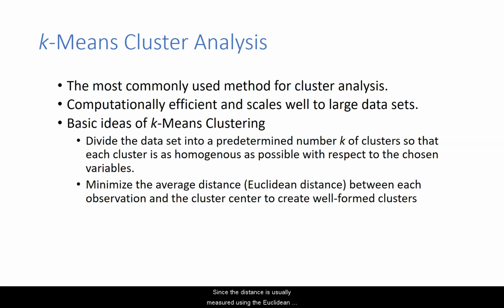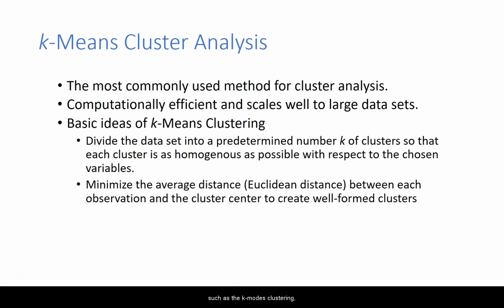Since the distance is usually measured using the Euclidean distance, k-means clustering is designed to work with observations with numeric variables. However, in some cases, categorical variables can be converted into numeric variables through dummy variables or category scores. But the performance of such approach is often questionable.